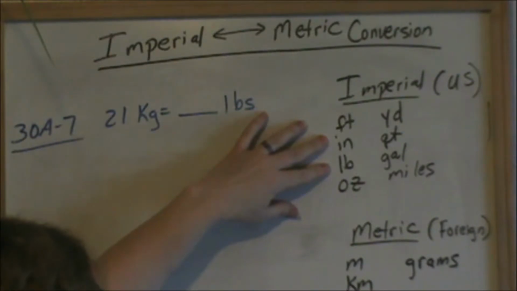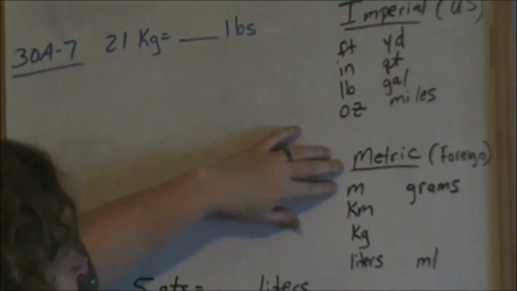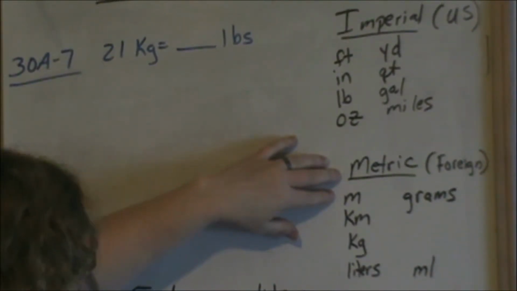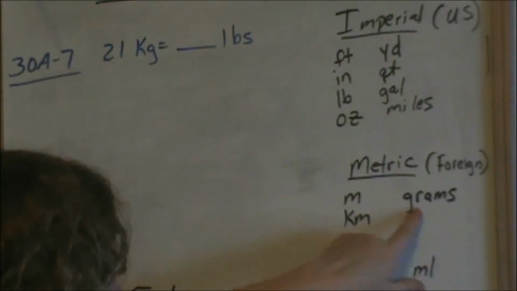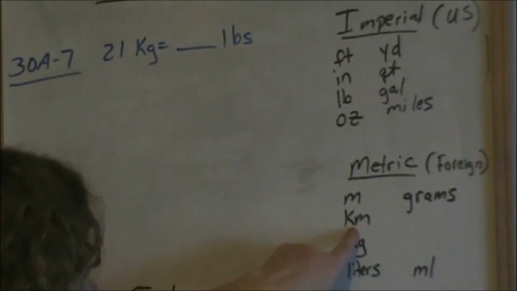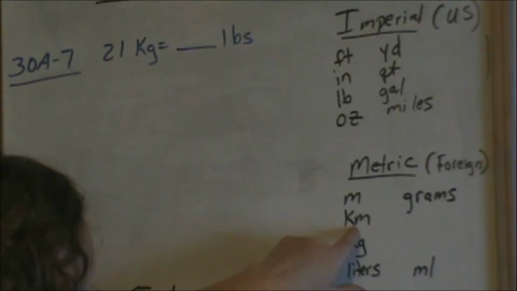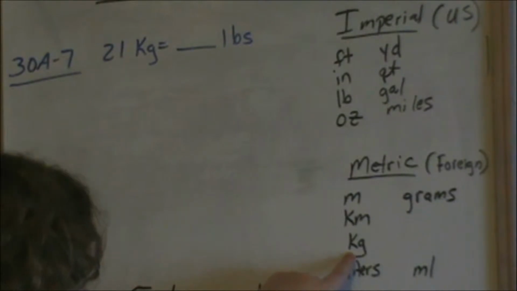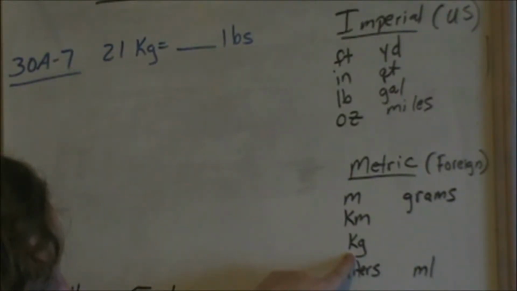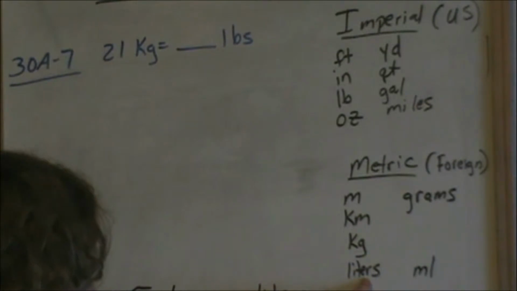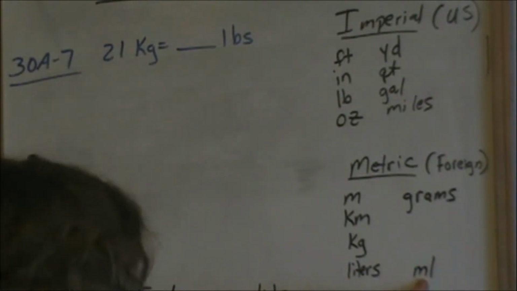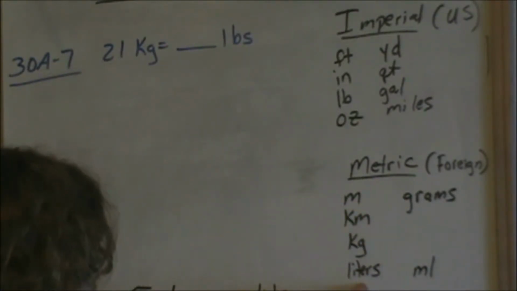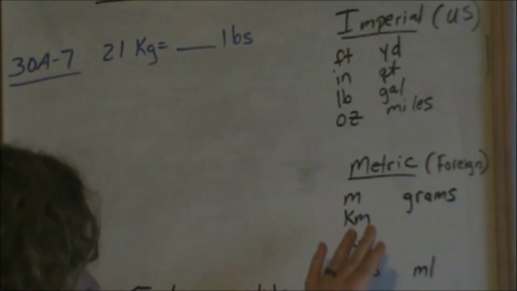That's imperial units. Metric units are units that are used in other countries. That is the standard for other countries. Meters, grams, liters. Anything to do with meters: kilometers, centimeters, decimeters. Anything to do with grams: kilograms, milligrams. Anything to do with liters: milliliters, centiliters. So if you just remember meters, grams, liters, anything to do with those units are metric.